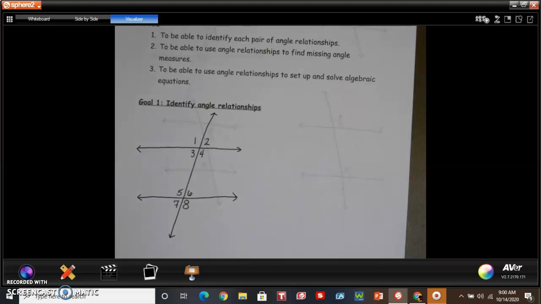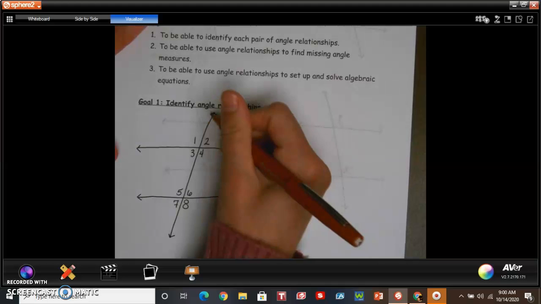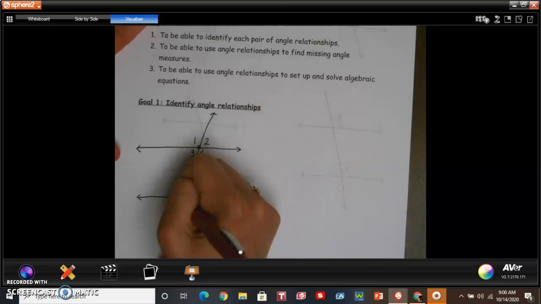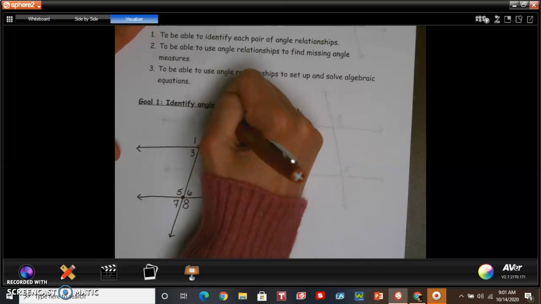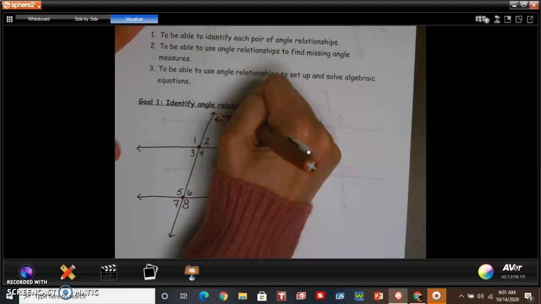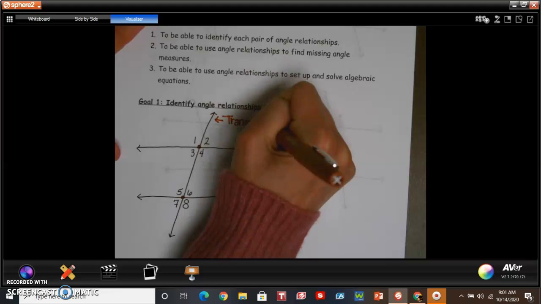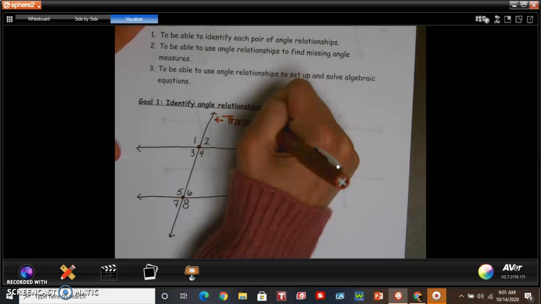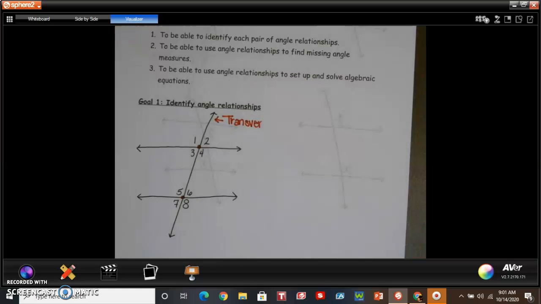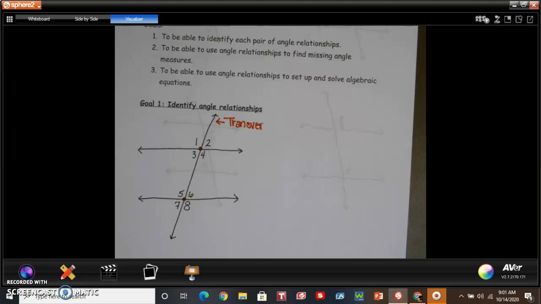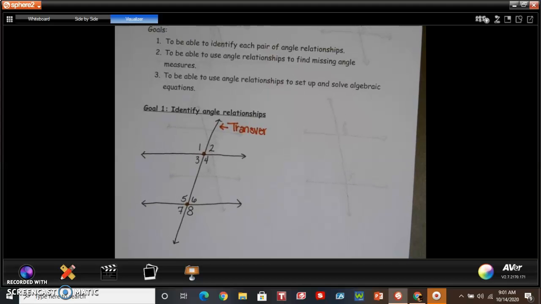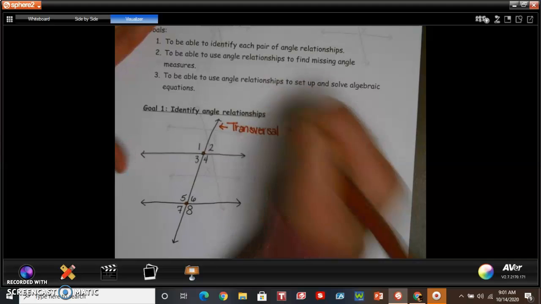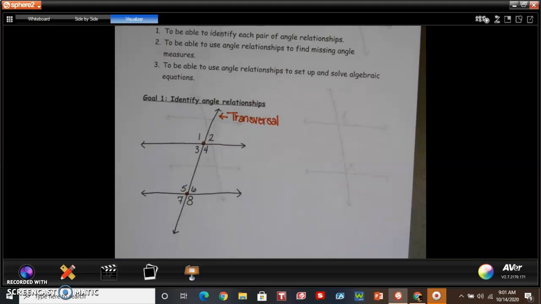So we had a vocab word last week that talked about a line that intersected 2 lines at different points. This right here, remember, it's called a transversal. And I told you, so why am I forgetting how to spell the word transversal? Transversal. Okay, there we go. Sorry about that. All right, now I told you that this transversal was doing something special.